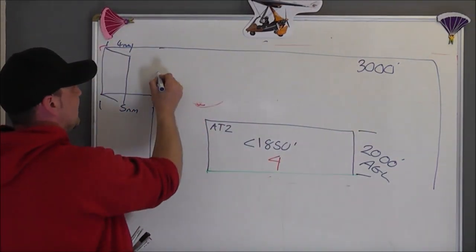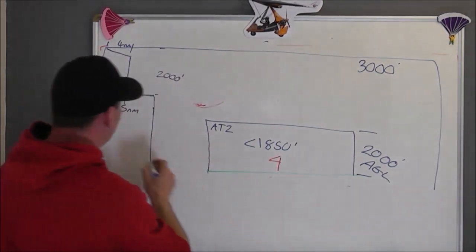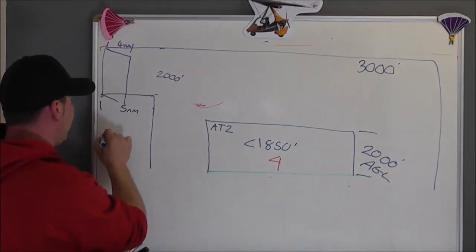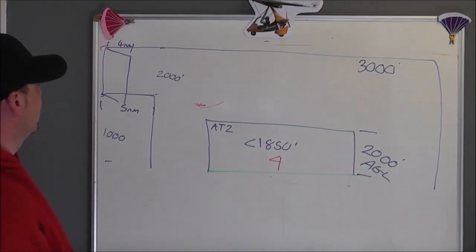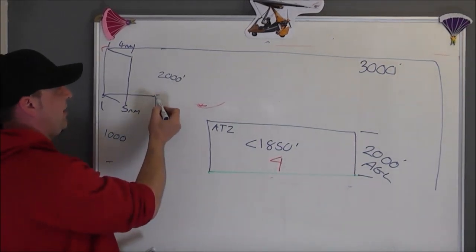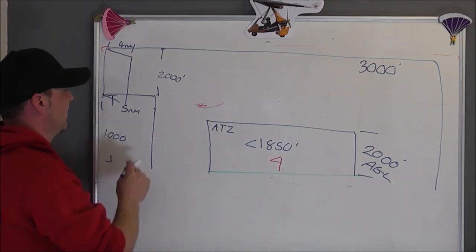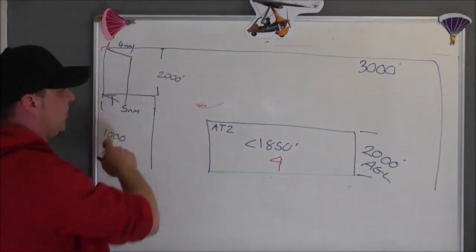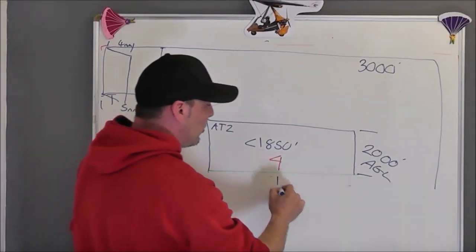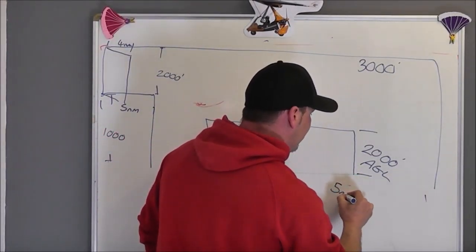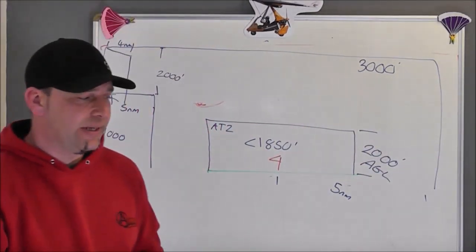So which means that this is 2,000 feet, leaving us a gap here of 1,000 feet. 2,000 and swap them over. No, so 1,000 feet, that's 2,000 feet, and that's 1,000 feet. So 5, 4, 3, 2, 1. If that helps. These are normally 5 nautical miles from the centre of the longest runway as well.